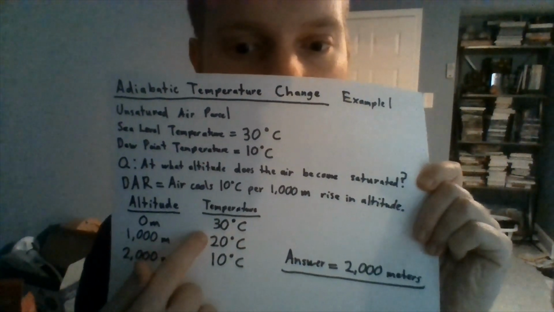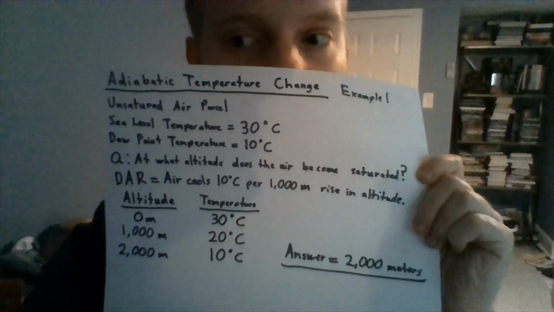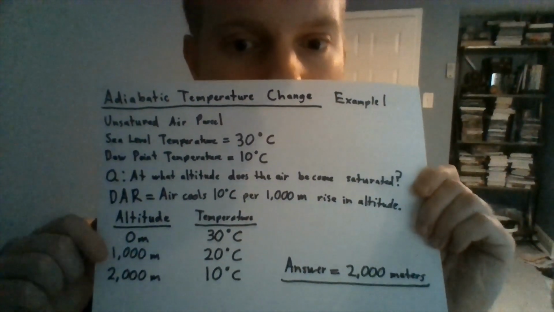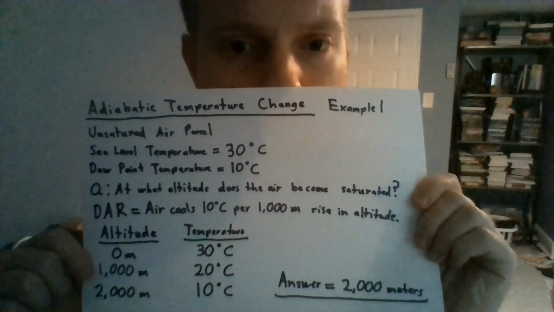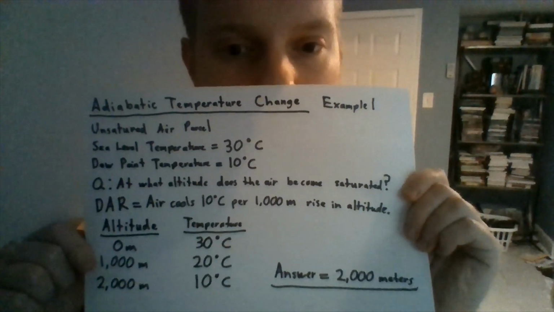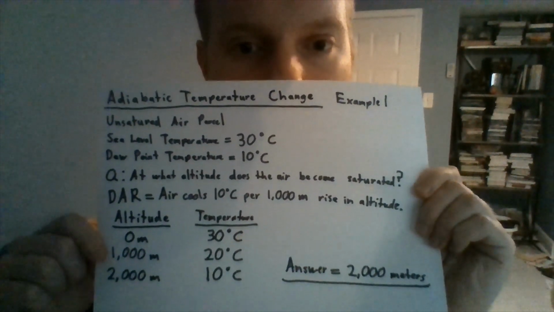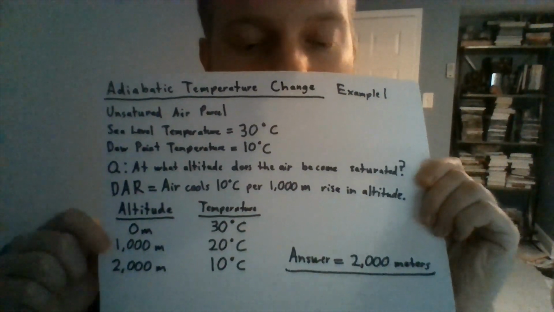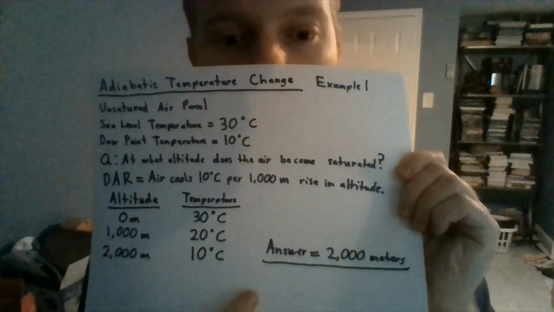And we already know that 10 degrees Celsius is the dew point temperature. So that is the temperature at which the air becomes fully saturated. So that gives us our answer. Our answer is 2,000 meters. That's the altitude at which we reach the dew point temperature.